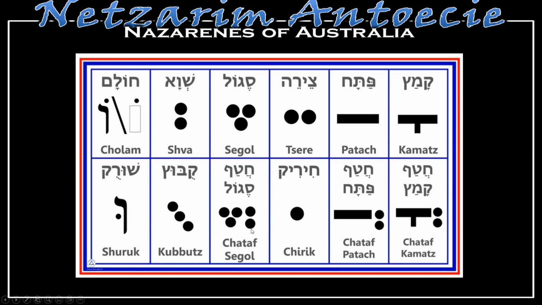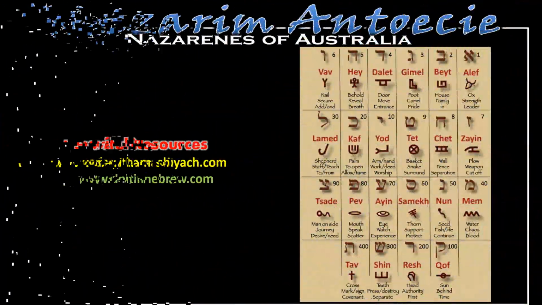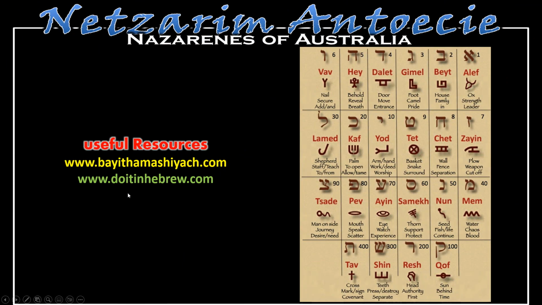And then we have a combination, shva and segol, called a chataf segol. Then we have chirik, the I sound, and chataf patach, with a shva and a patach after it. Then we have a shva and a kamatz after it, called a chataf kamatz, just to remind us of the vowel markings. And of course, I've repeated the resources, and then we have a chart.